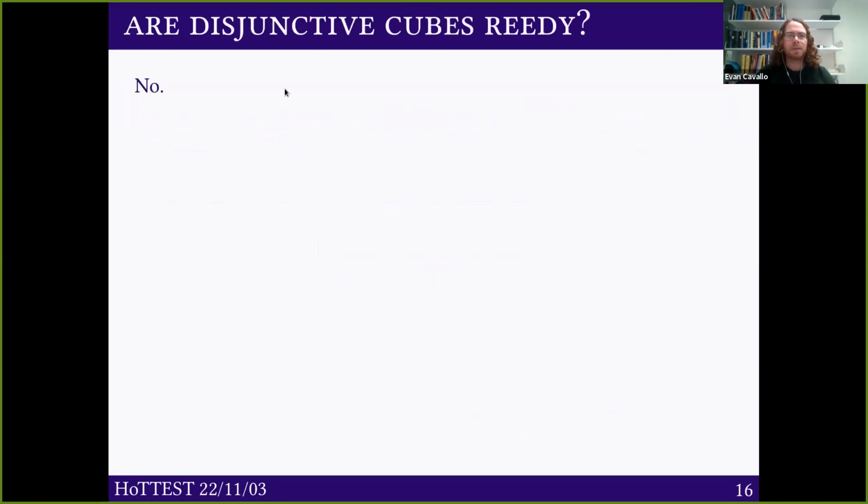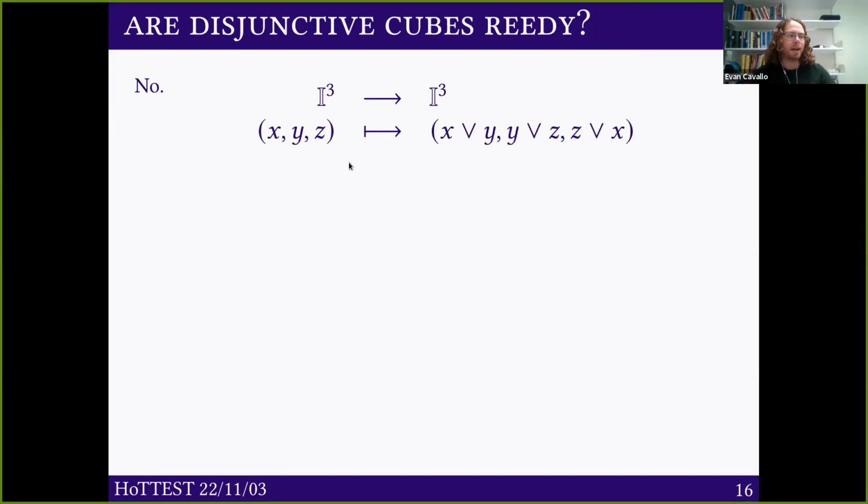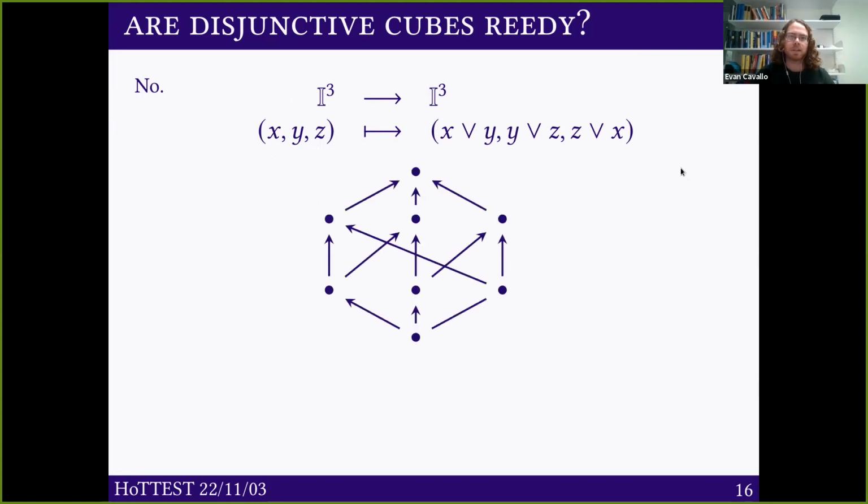First, well, the bad news: disjunctive cubes are not Reedy, as I already said. And so here's an example of a bad map. This is the map from the 3-cube to the 3-cube, which I'm writing in this kind of Lawvere theory term way. That's sending the 3 coordinates x, y, z on the 3-cube to x, the max of x and y, max of y and z, max of z and x. And what does this, if this is our 3-cube, what does the image of this thing supposedly look like? It looks like this.